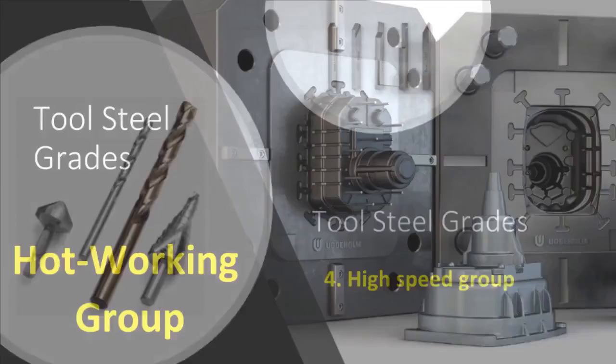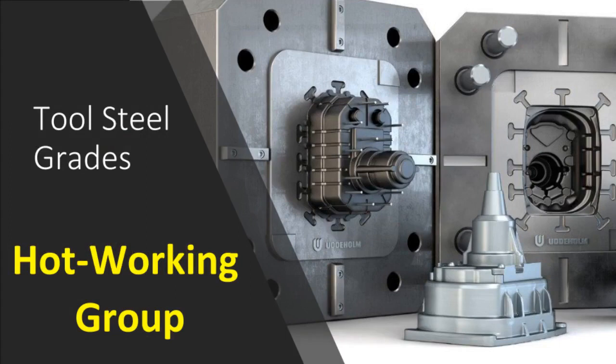Hot working group. H group tool steels were specifically developed to maintain strength and hardness while exposed to prolonged elevated temperatures. Hot working steels are a group of steel used to cut or shape material at high temperatures. These tool steels are low carbon and moderate to high alloy that provide good hot hardness and toughness and fair wear resistance due to a substantial amount of carbide.